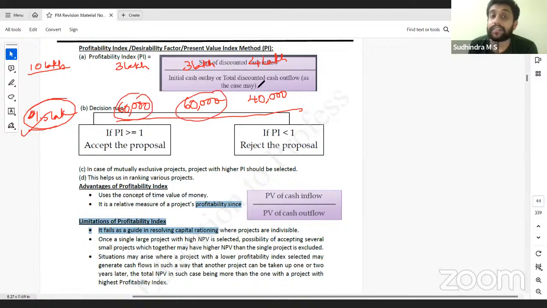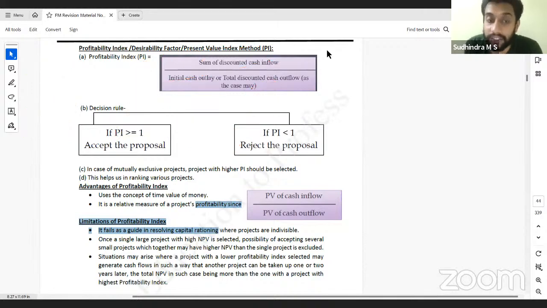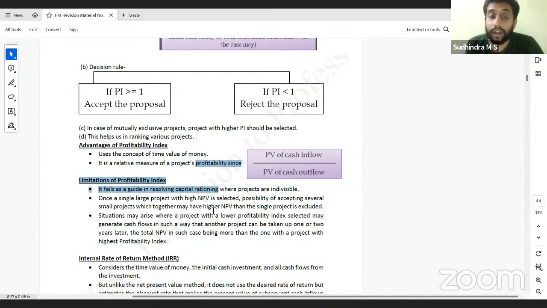But these 3 put together also investment is 10 lakh, but I'm getting 1.6 lakh as NPV. So we might miss out these kind of opportunities. That's the limitation. A situation may arise where a project with lower profitability index selected may generate cash inflow in such a way that another project can be taken up 1 or 2 years later. So those things will also have an impact.